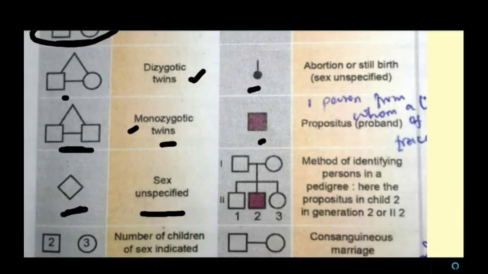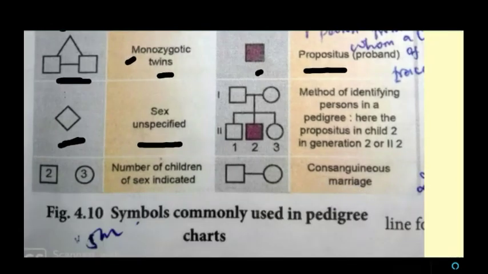And if the symbol is given like this, then it is the propositus. That means the first person, the person from whom a line of descent is traced. From that person only, that particular character is traced out. That is called the propositus. Then if the picture is like this, it is the method of identifying a person in a pedigree. Here, this is the method of identifying the person with the help of the pedigree.